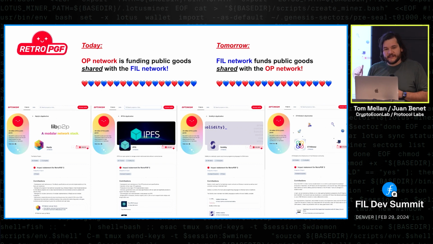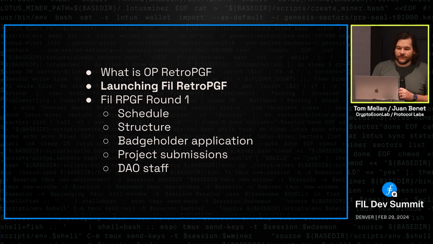One of the cool things is that RetroPGF already has been funding a lot of public goods shared with the Filecoin network. So things like Liquidity, IPFS, Solidity itself, ETH Global, and a bunch more that I didn't have time to screenshot are already being funded today by the Optimism community. Let's now, tomorrow, have the Filecoin network fund public goods shared with the OP network and have strong overlap to greatly improve the shared goods.